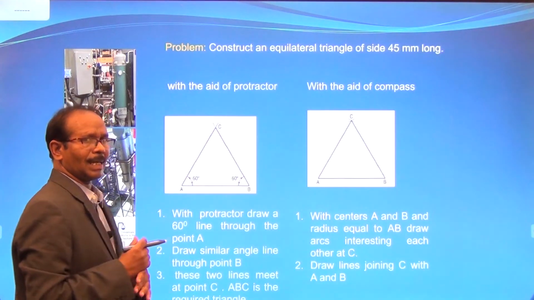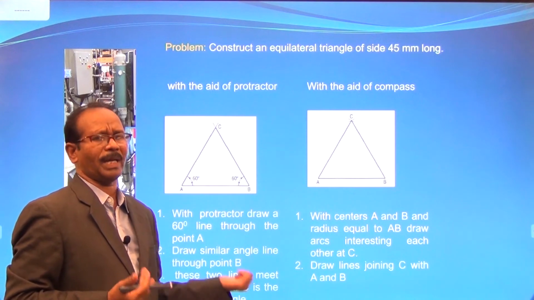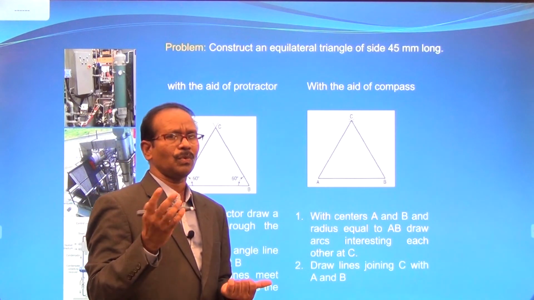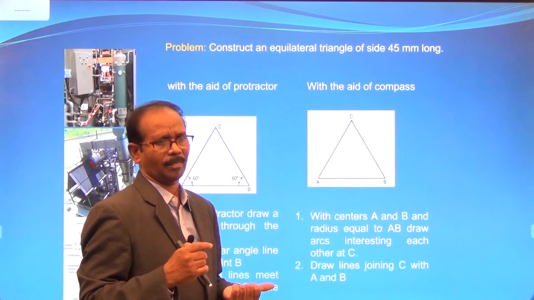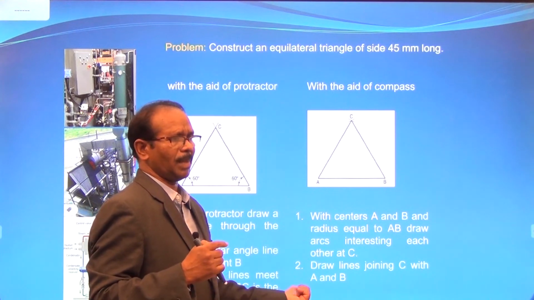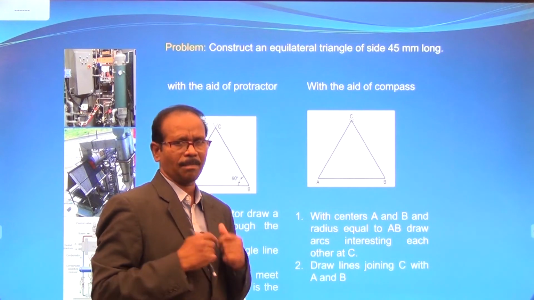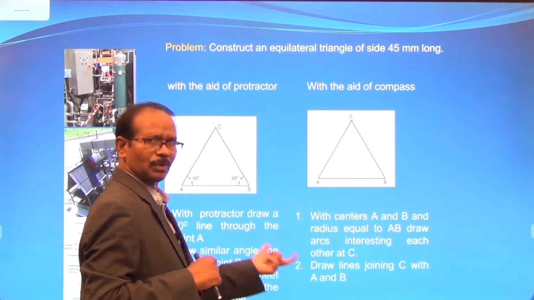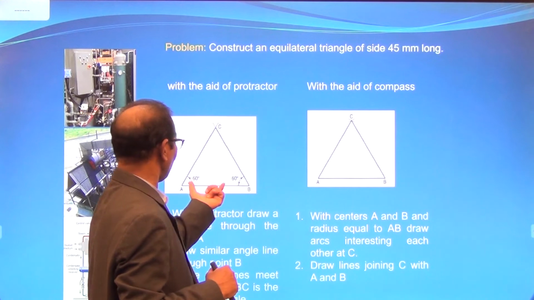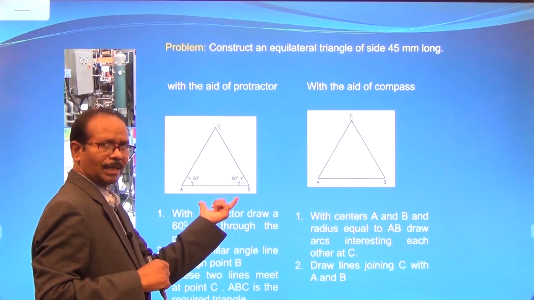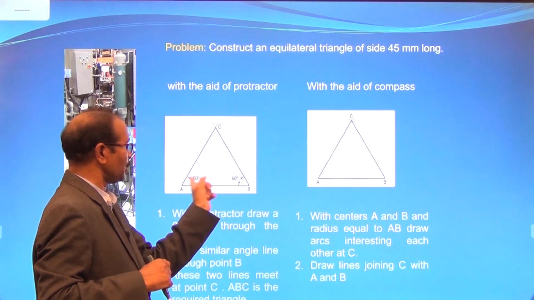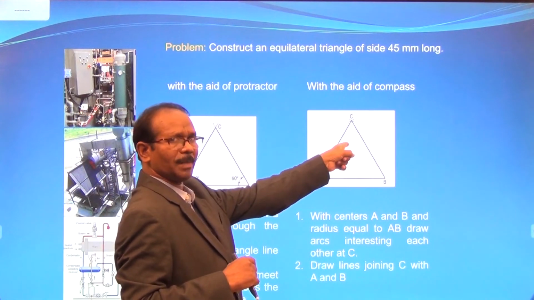Now, construct an equilateral triangle. Very simple diagram with 2 concepts: an equilateral triangle by using set squares or using compass. This is a very simple problem, so no need to take much time on this one. First, using protractor. So this is by the angle method and by the arc method.